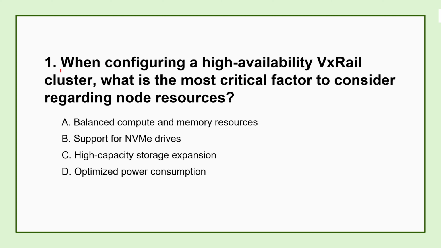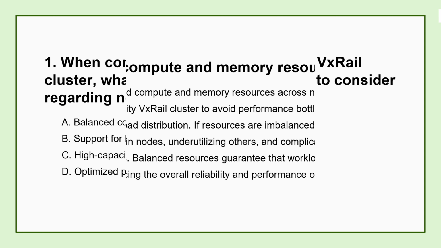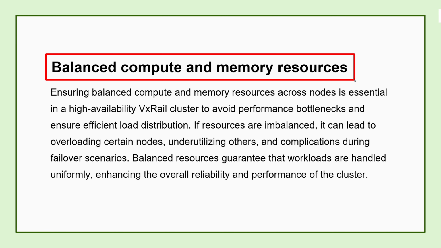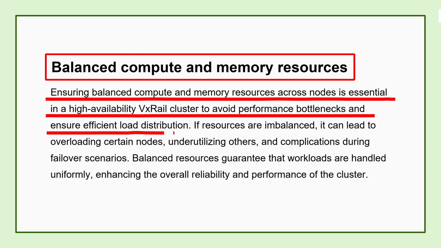Question 1. When configuring a high-availability VxRail cluster, what is the most critical factor to consider regarding node resources? The knowledge points of this question are balanced compute and memory resources. For a high-availability VxRail cluster, it's important to make sure all nodes have equal compute and memory resources. If one node has too much workload while others are idle, it can slow things down and cause issues during failover. Balanced resources keep everything running smoothly.